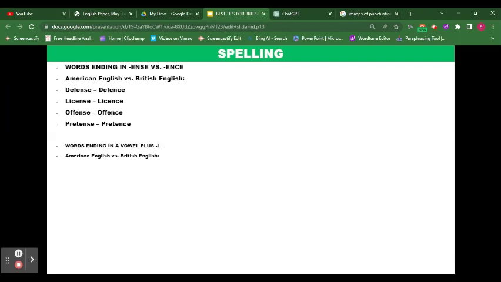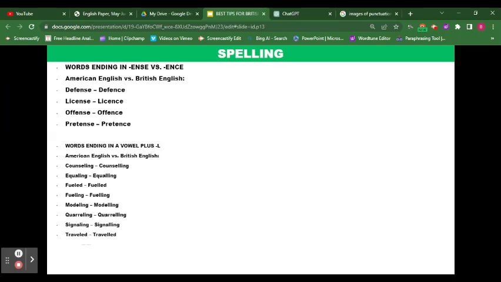Words ending in a vowel plus L. Again, you have American English versus British English. Counseling, equaling. You see, where you have American English using single L, you have British English doubling the L. So we have quelled, quelling, modeling, quarreling, signaling, traveled, traveler, traveling.